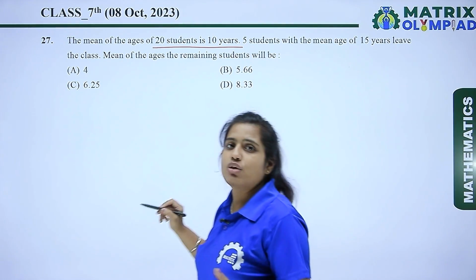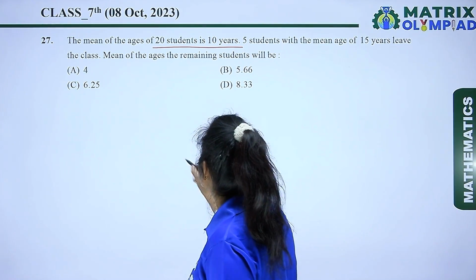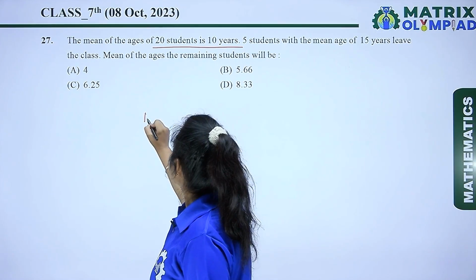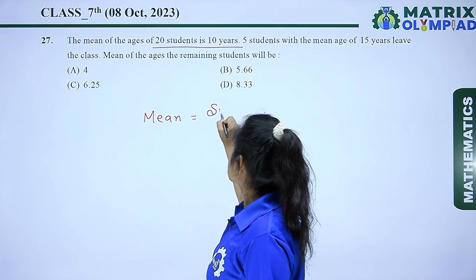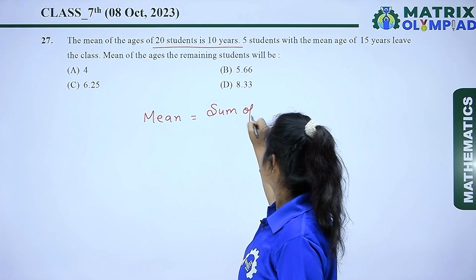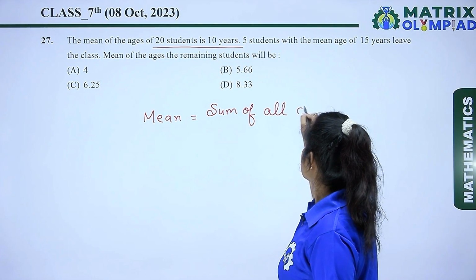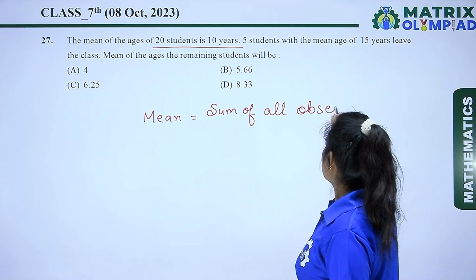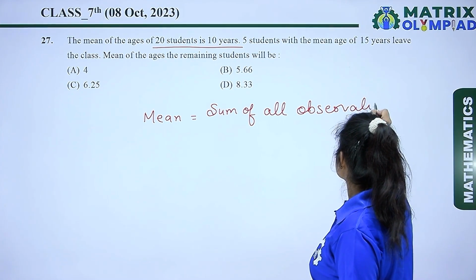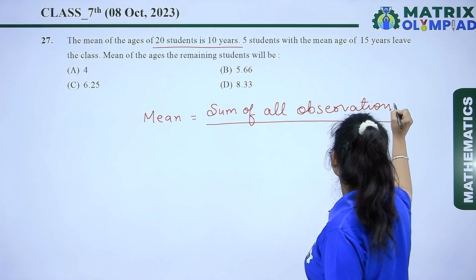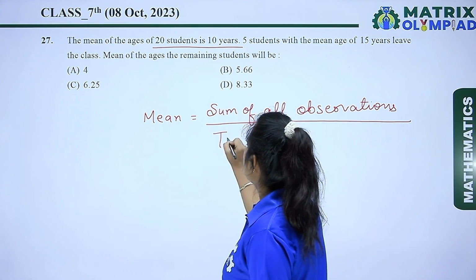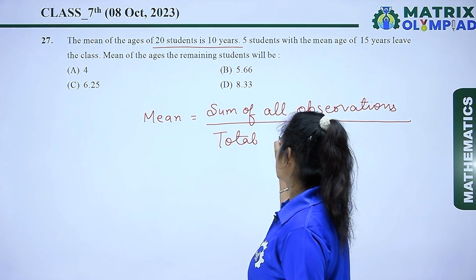Now we have to find out the mean. So here the formula of mean is equal to the sum of all observations upon the total number of observations.